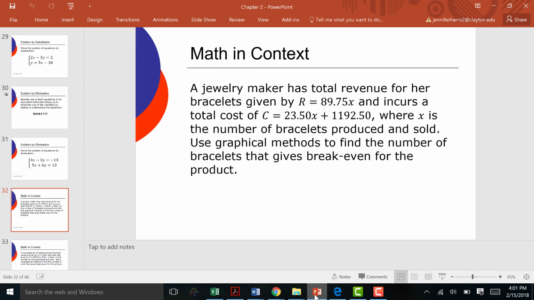All right, real life. All right, let's read and see what we got. A jewelry maker has total revenue for her bracelets given by R equals 89.75x. Why should you use R? Revenue equals, so the revenue equals 89.75x, and she incurs a total cost of 23.50x plus 1192.50, where x is the number of bracelets she produced and sold. Use the graphical methods to find the number of bracelets that gives the break-even point. Type them both in Desmos and see where they cross. Go. Type both equations just like you see them in Desmos and see where they cross.